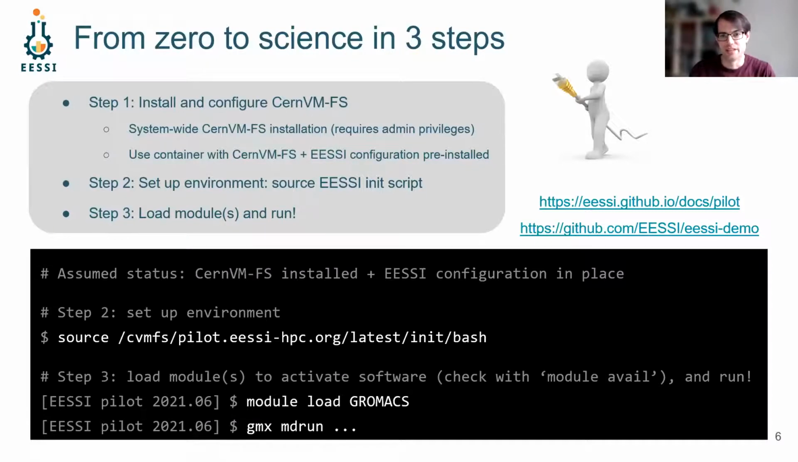So the idea is that it should be very easy to use this software stack. You can do this in 3 simple steps. You have to have the CERN VMFS installed, or use a container that has the CERN VMFS installed in it. Then there's an initialization script that you source, which basically sets up the environment. And as soon as you've done that, you have all of the modules in this software stack available. So you can do all of the regular module load commands that are typical on an HPC system, load a module and run your scientific application.